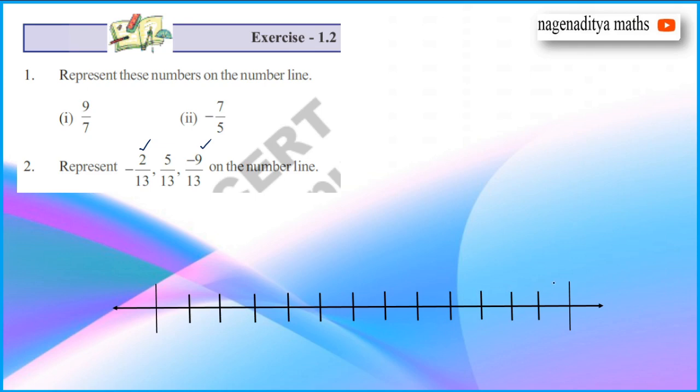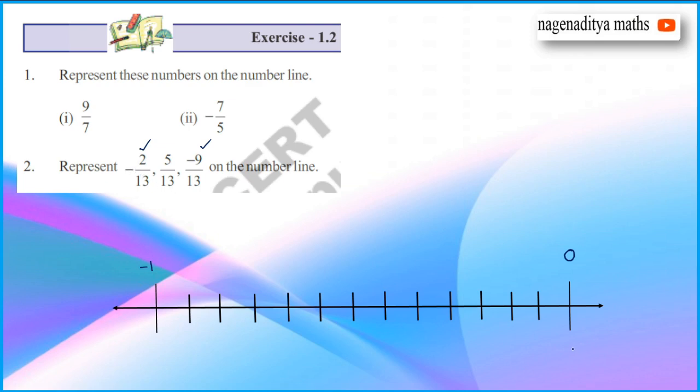So first we have to represent -2/13. Here -2/13 is a proper fraction. The value of a proper fraction always lies between 0 and 1. So first we write 0 here, and this is -1. -2/13 is a proper fraction, -9/13 is also a proper fraction, and 5/13 is also a proper fraction. First, we are going to represent -2/13.